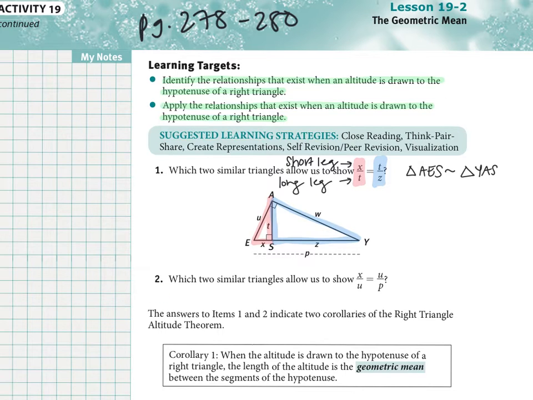Now let's look at number 2. Which two similar triangles allow us to show that x over u is equal to u over p? So again, I want you to go ahead and look at this relationship.